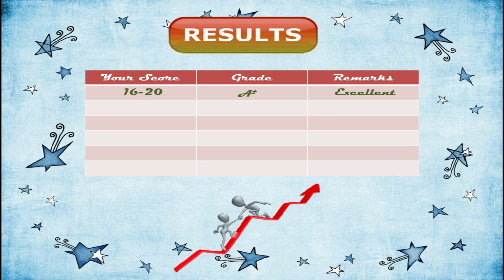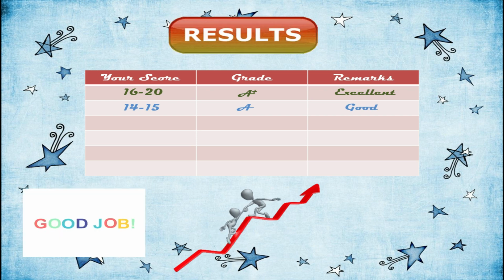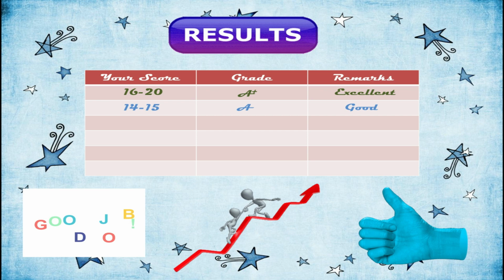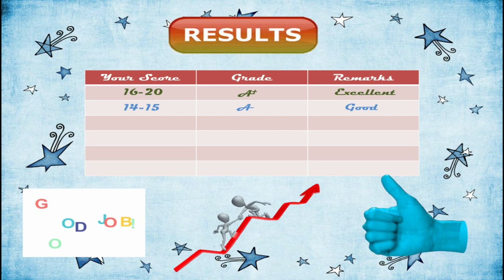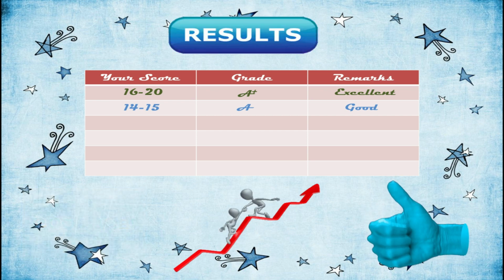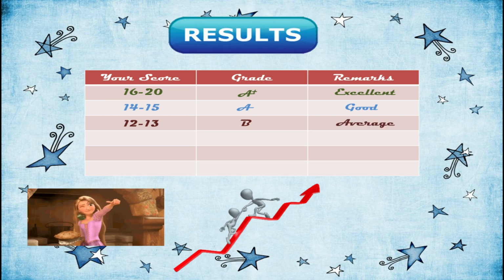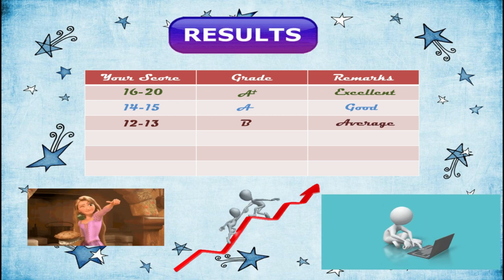If your score is 14 or 15, you got A grade. That's good. You have done an excellent job. Keep working a little harder so you can easily get A plus. If your score is either 12 or 13, you got B grade. That's an average result, but with a very little hard work, you can improve your result. So keep working.